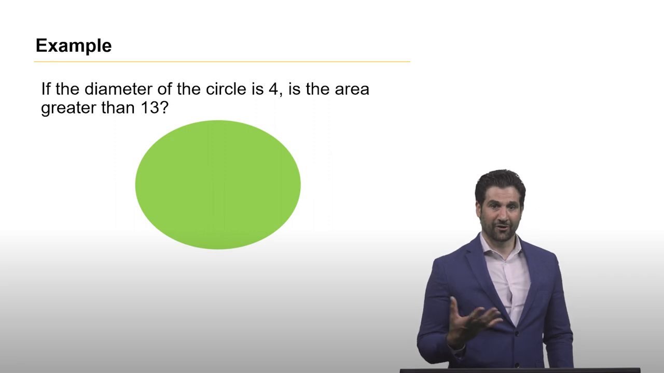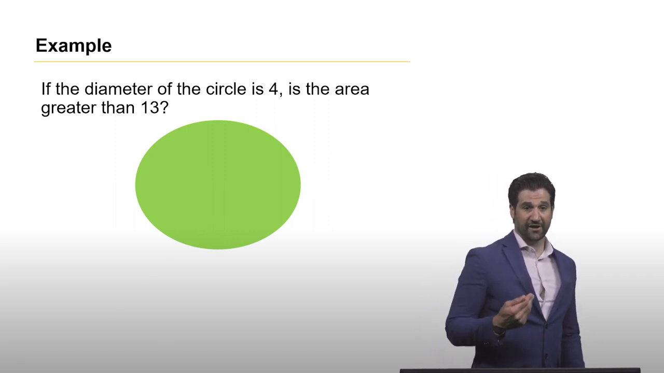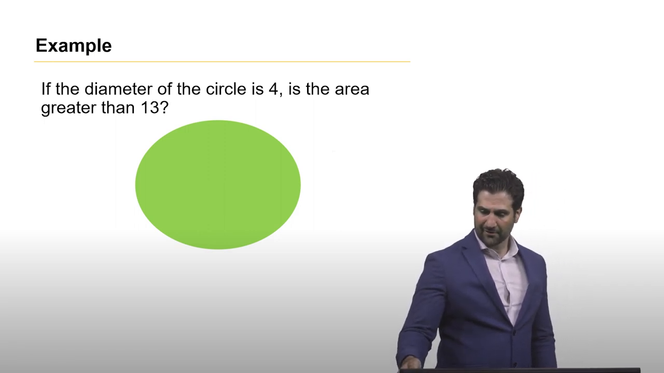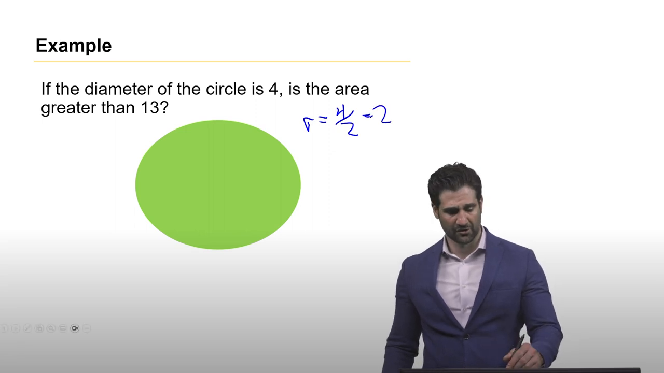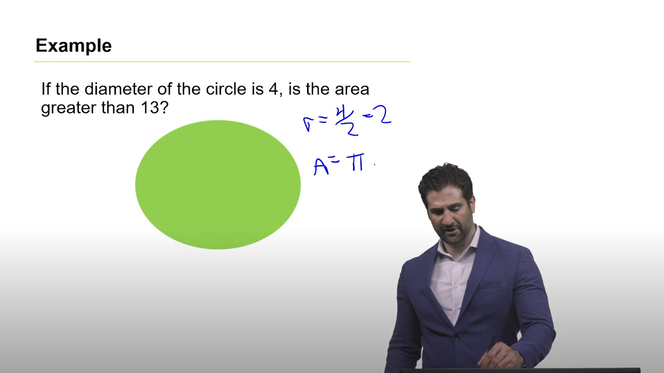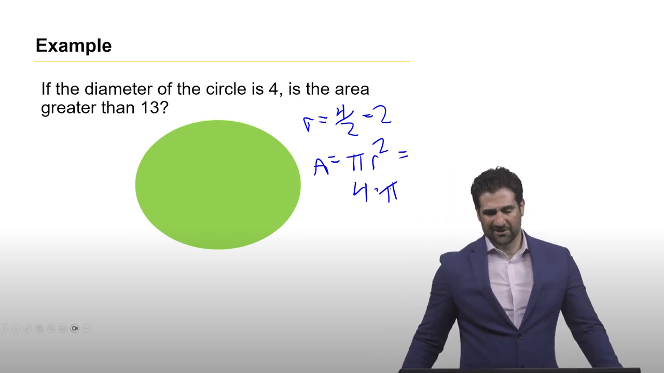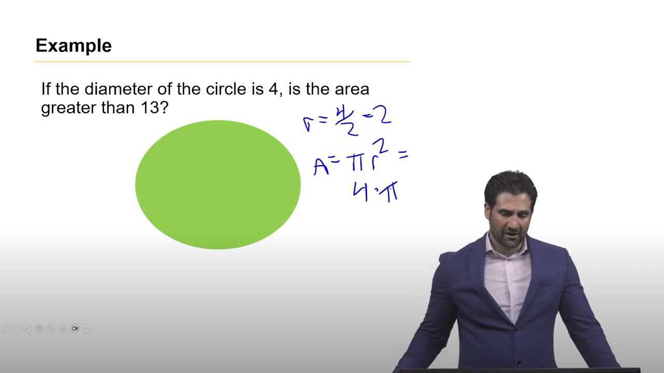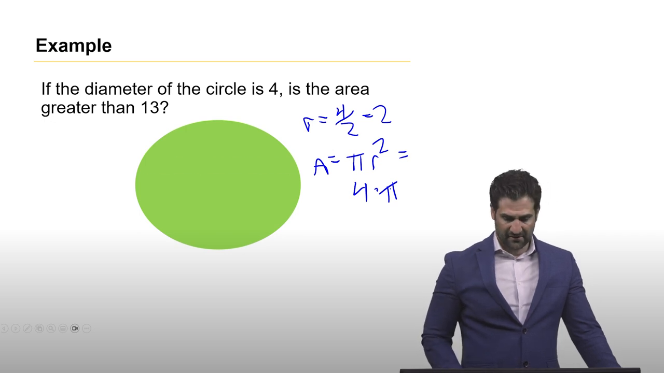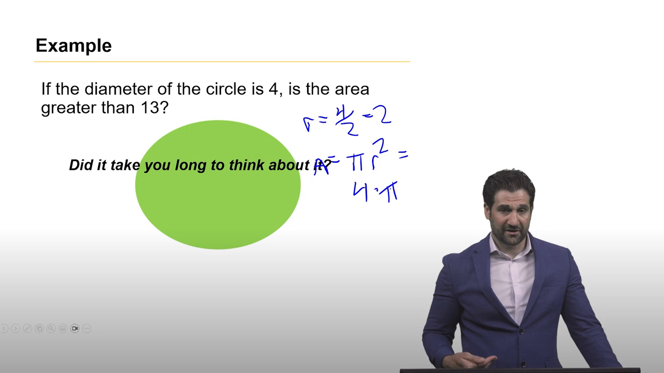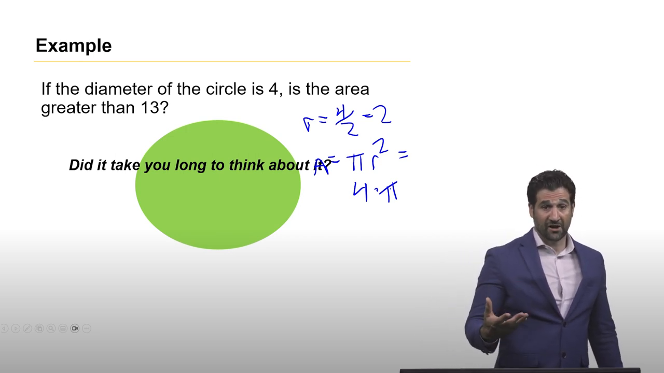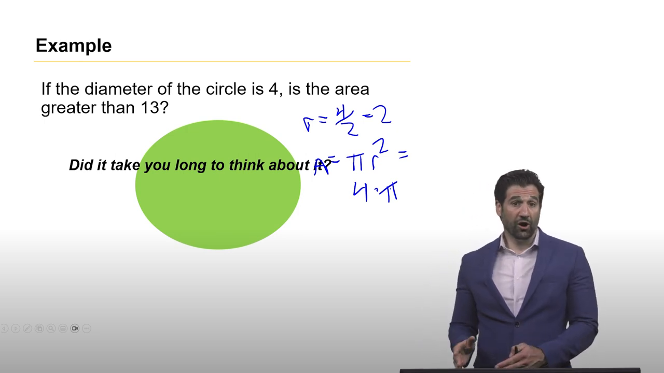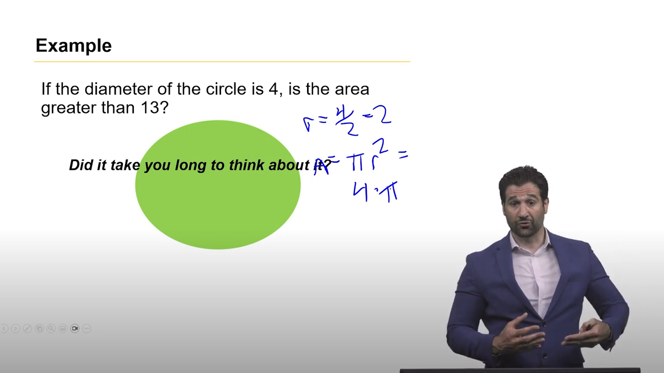So let's look at system two. Same circle, but let me say, I tell you the diameter of the circle is 4 and the area is greater than 13. Okay, how do we go through this? Well, the radius is going to be 4 over 2, which equals 2, and then the area equals pi r squared, which is going to be 4 times pi. And so this is going to be a little bit less than 13. Going through all that process, most of you are going to take a little bit longer to think about this than these instant recognition tasks. It's not about how good you are at math or how quickly you can do these things. It's just, does this take you longer than the instantaneous result of that is green, that is a circle?